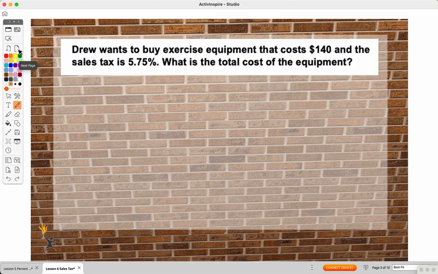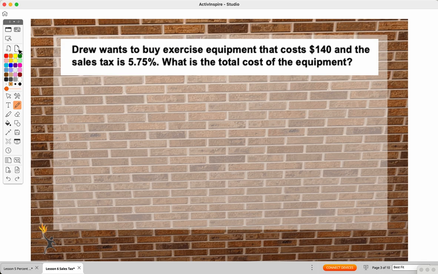So Drew wants to buy exercise equipment. It costs $140 total, but then he has to pay a sales tax on top of that. So you've all experienced going to the store and it costs $99 and you end up paying $108 or something for the tax, for whatever you bought. And that's because you had to add your sales tax onto it.